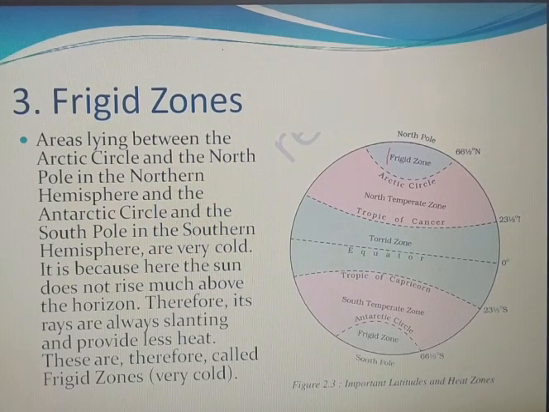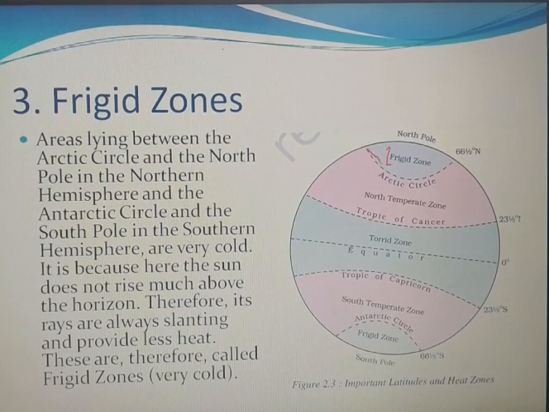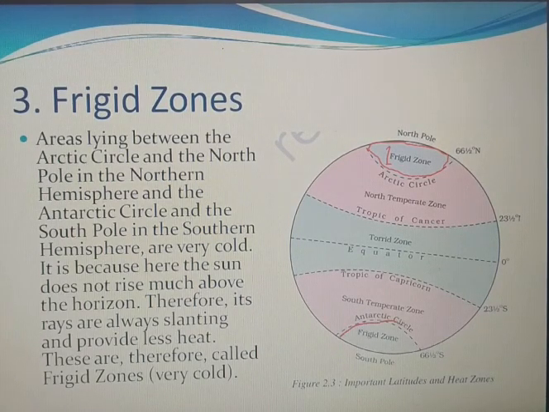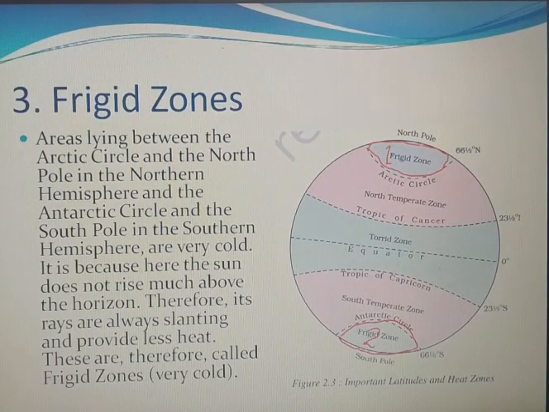The first one would be here, that is from the Arctic Circle to the North Pole. This area in the northern hemisphere, and in the southern hemisphere from the Antarctic Circle to the South Pole, this area. Okay, this is the second one. Well, let me write the second area. These two areas are the freezing zone.